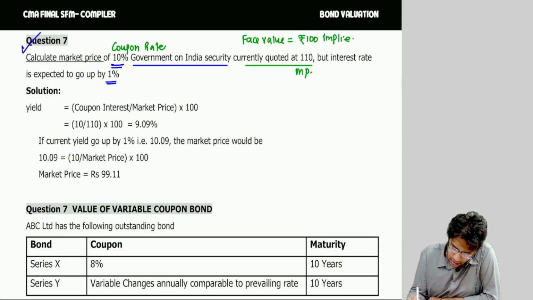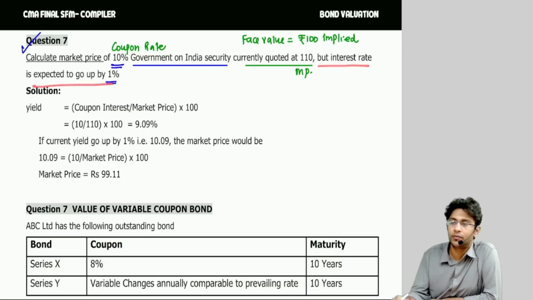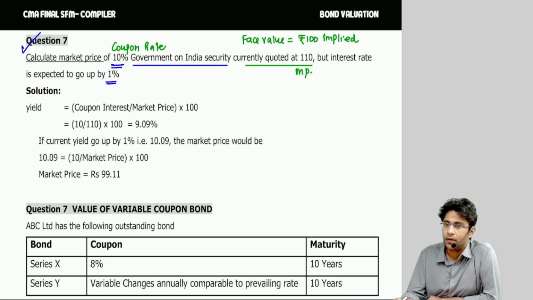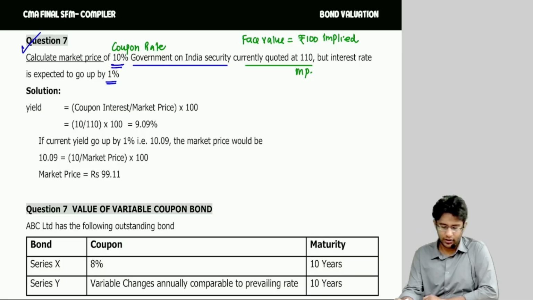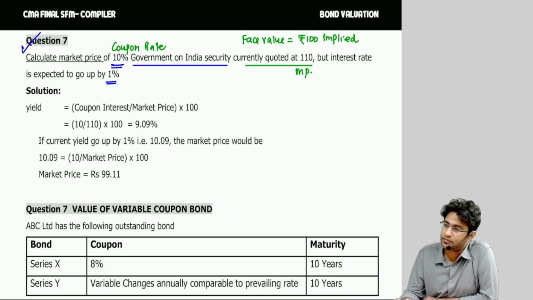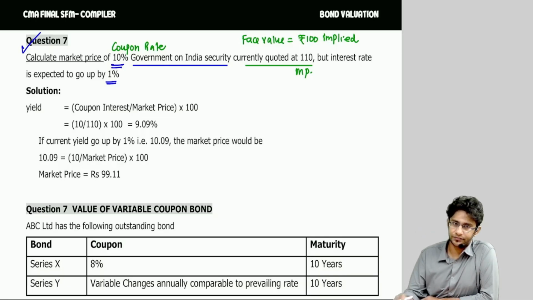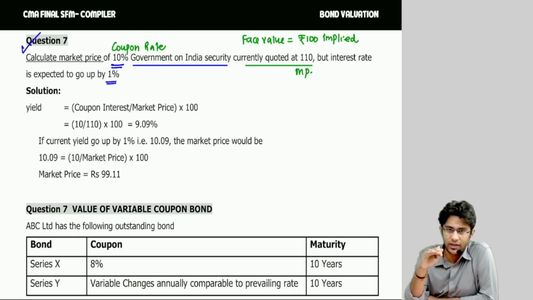Tell me, how will you interpret this one? Interest rate is expected to go up by 1%. Coupon rate will increase by 1%? No, sir. Coupon rates are fixed. Coupon rate cannot increase. The coupon rate is 10% and they told us already. It will not increase. Coupon rate is fixed, but general market interest rates can rise.